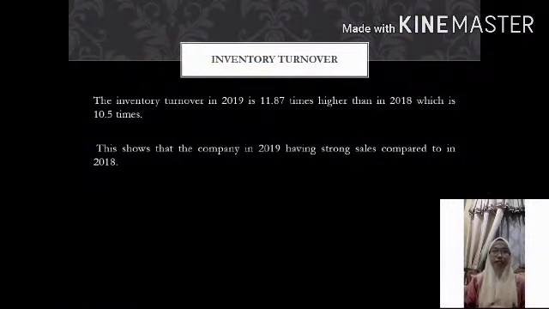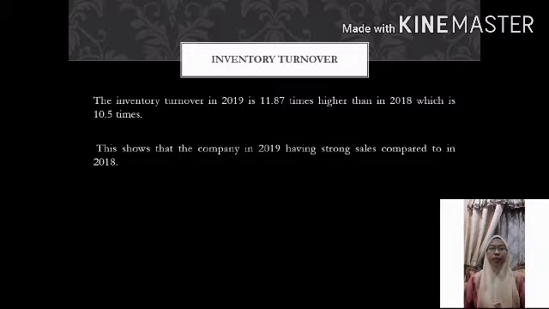Next is the efficiency ratio. The efficiency position of Berjaya Food Berhad in 2019 is better than 2018. It can be shown from inventory turnover, average collection period, total asset turnover, receivable turnover, and fixed asset turnover. The inventory turnover in 2019 is 11.87 times, higher than in 2018, which is 10.5 times. This shows that the company in 2019 had strong sales compared to 2018.